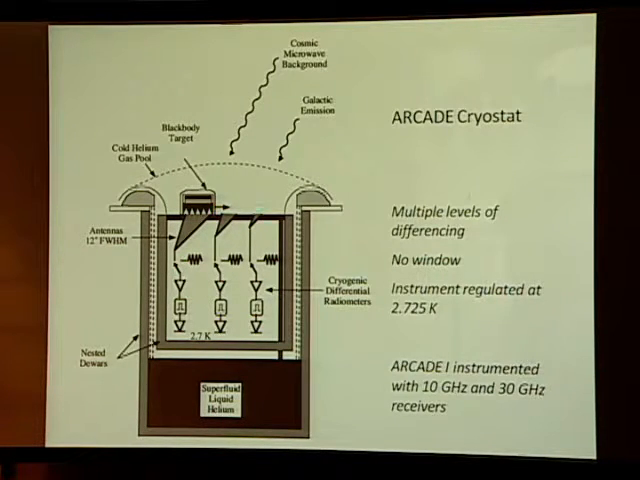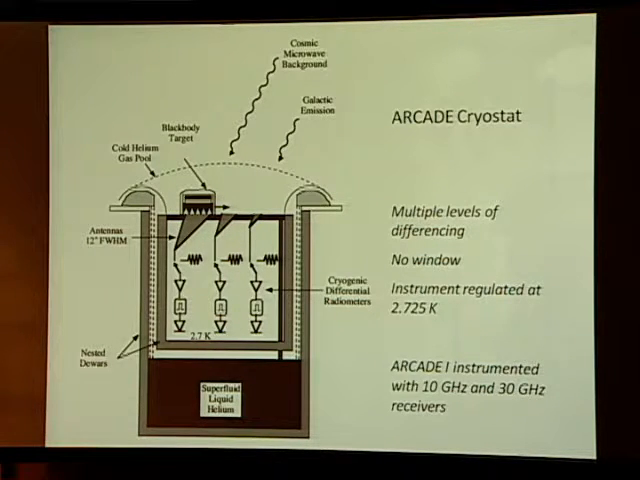The calibrator moves back and forth and covers different antennas in turn. So one antenna would look at the sky while another is being calibrated. And the idea is to regulate the instrument at 2.725 Kelvin. So try to get the experiment in thermal equilibrium with the radiation that we're trying to look at.